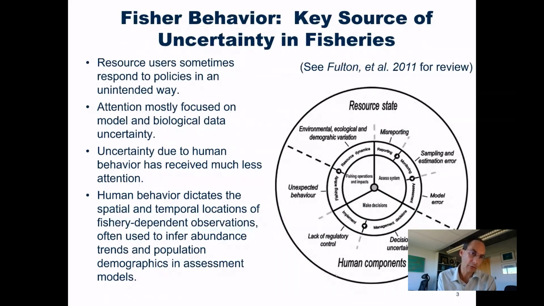So just again, a bit of background. Fisher behavior is a key source of uncertainty in both fisheries assessments and in fishery policy development. You can see Beth Fulton's paper from 2011 provides a really good review, as do several other manuscripts that have come out. A lot of the attention has been focused on getting the biological data uncertainty right, and model uncertainty, and that's of course important. But there's also this other component of uncertainty related to human behavior that has received less attention.